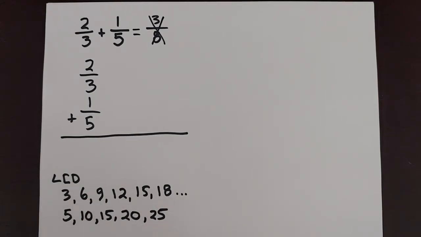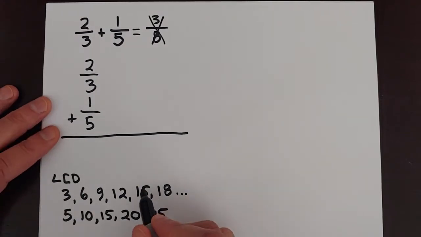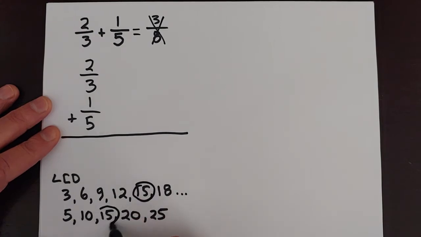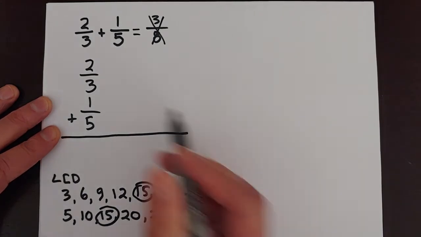Who sees it? Not shouting out. Raise your hand. I know this is a video, but I still want you to raise your hand. Okay, you. Aha, 15. Here and here. We can turn them both into 15ths. It wouldn't help me to turn my thirds into ninths and my fifths into tenths, because those are still different. It's got to be the same.